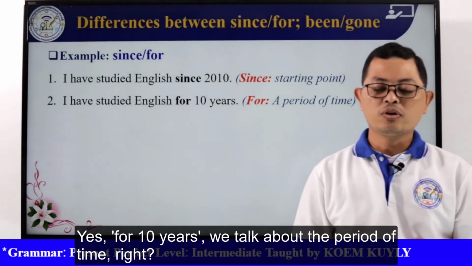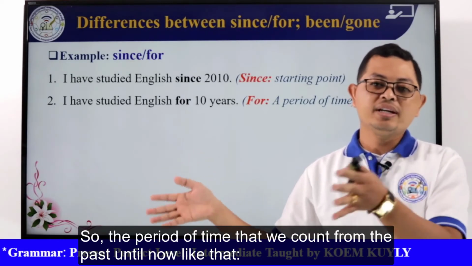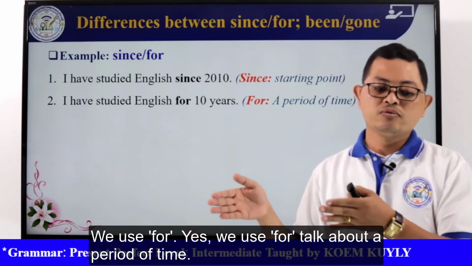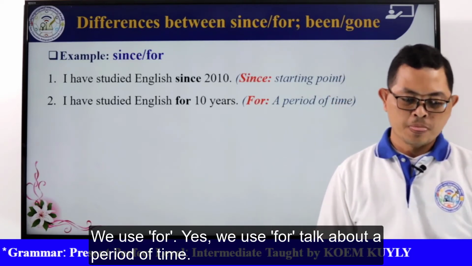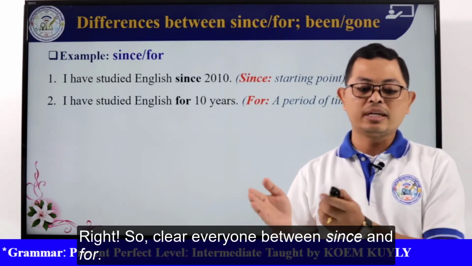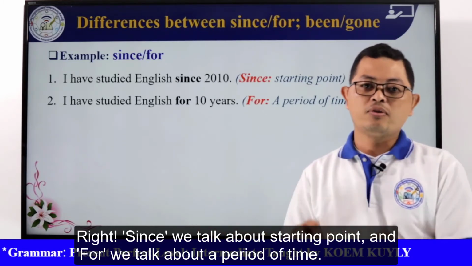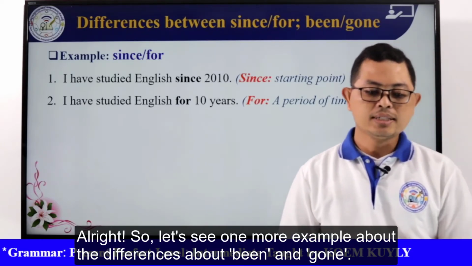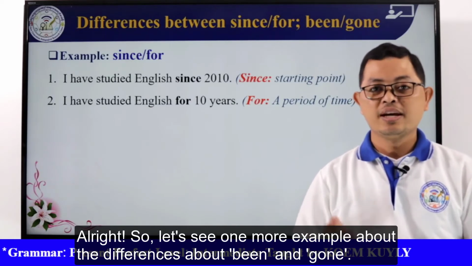Whereas, for example, I have studied English for 10 years. Right? So for 10 years, we talk about the period of time, right? So the period of time that we count from the past until now, we use for. All right, so clear one between since and for, right? Since, we talk about starting point, and for, we talk about a period of time. All right, so let's see one more example about the differences between been and gone.